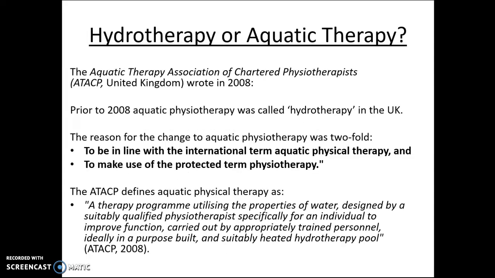So the Aquatic Therapy Association of Chartered Physiotherapists in 2008 changed the name from hydrotherapy to aquatic therapy, but it's still used interchangeably. So aquatic therapy is a therapeutic program utilizing the properties of water designed by a suitably qualified physiotherapist specifically for an individual to improve function, carried out by appropriately trained personnel, ideally in a purpose-built and suitably heated hydrotherapy pool. So that's what we're after.